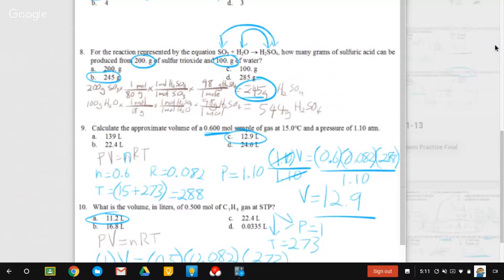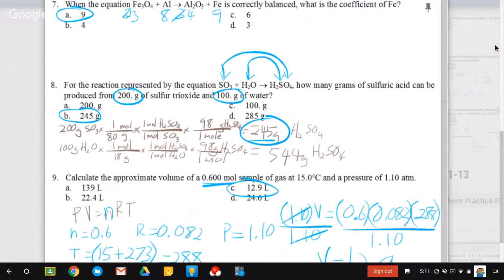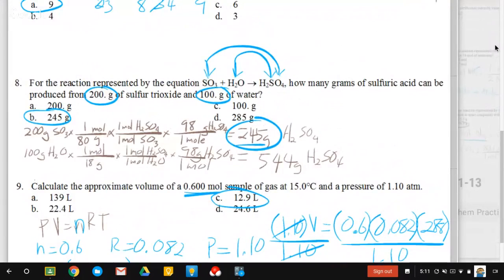For the reaction represented by the equation SO3 plus H2O makes H2SO4, how many grams of sulfuric acid can be produced from 200 grams of sulfur trioxide and 100 grams of water? So what they're telling you is that you got 200 grams of sulfur trioxide, which is SO3, and 100 grams of water, H2O. If you were to react those two amounts together, how much H2SO4 are you going to get? And you can see I worked out the answers here.